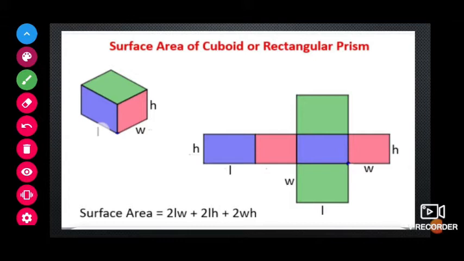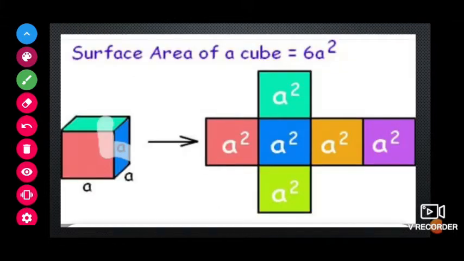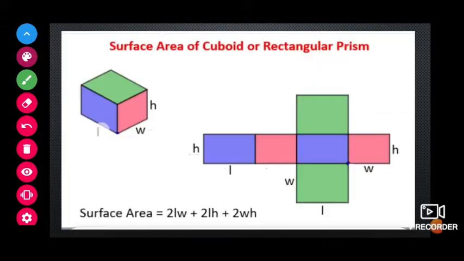Next one: the surface area of a cuboid or rectangular prism. Here, children, a cuboid has a different length. It is like a cube, but it has more length and different width. The best example is a matchbox. You can see it is a cuboid. Matchbox and duster are also good examples, all like cuboids.